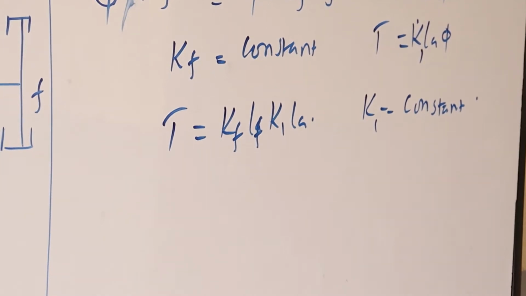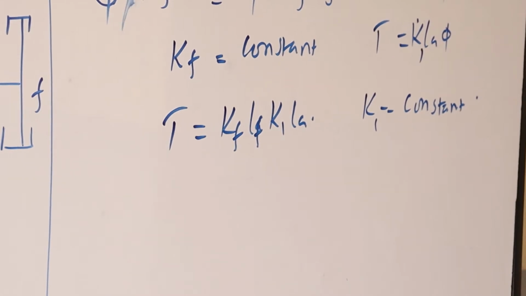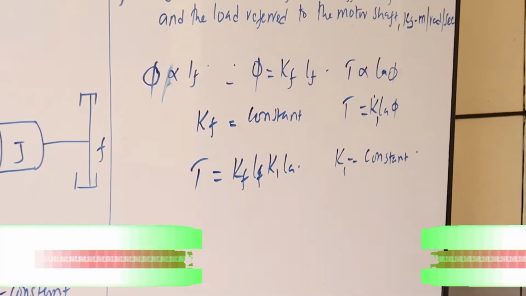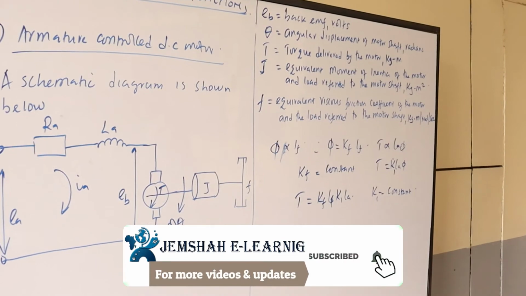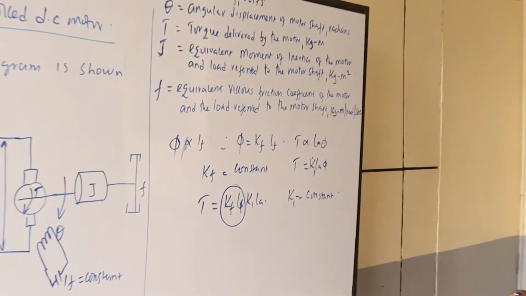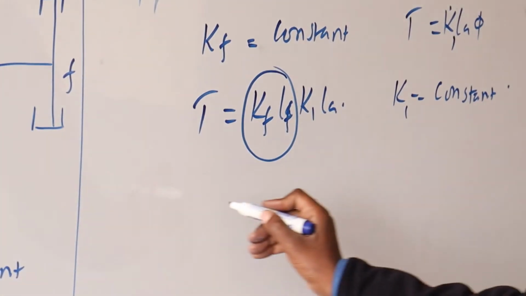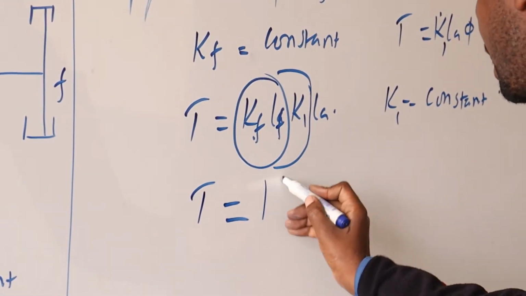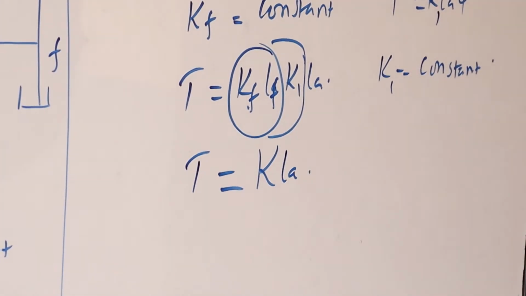When you talk about the armature-controlled DC motor, you will find that the field current is always held constant. So anything that involves the field current will be a constant, and that leaves us with the equation for T. We can combine all these constants into a single constant K, so T = K Ia.